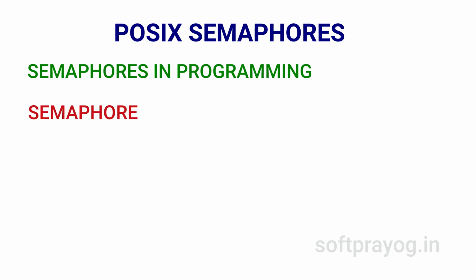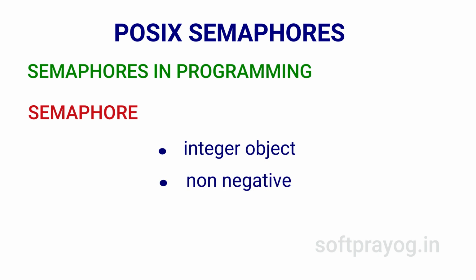But what is a semaphore? A semaphore is an integer object. It behaves like an integer. It is non-negative. Its value is either 0 or positive. It is kernel managed. What I mean by kernel managed is that operations on semaphores need to be provided by the kernel, as one particular semaphore might get operated in multiple processes.